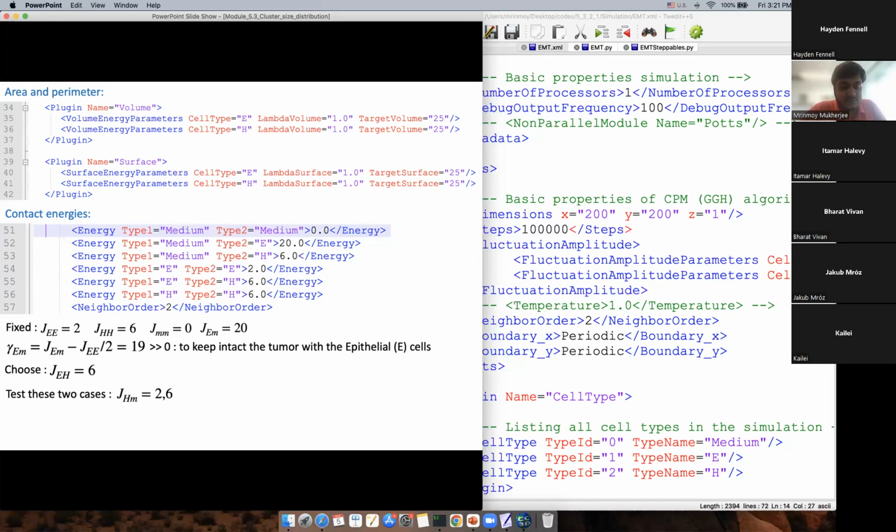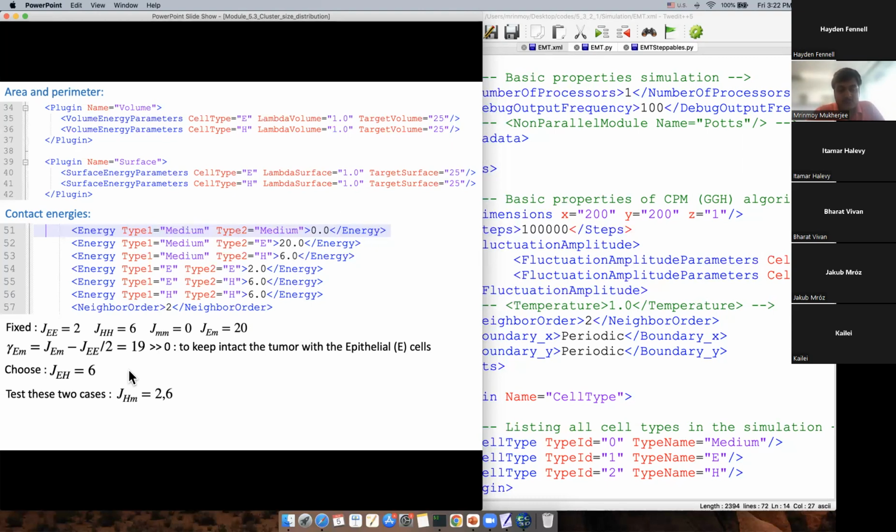So just for this scenario, choose epithelial contact energy as 2 and hybrid contact energy as 6, because hybrid cells have lesser contact. That means we choose a little bit higher contact energy. And as default, medium contact energy is 0. And choose a very high number for the medium-epithelial cells contact energy, because we need a really tight tumor, so that they can't move. That's why we choose a very high value.